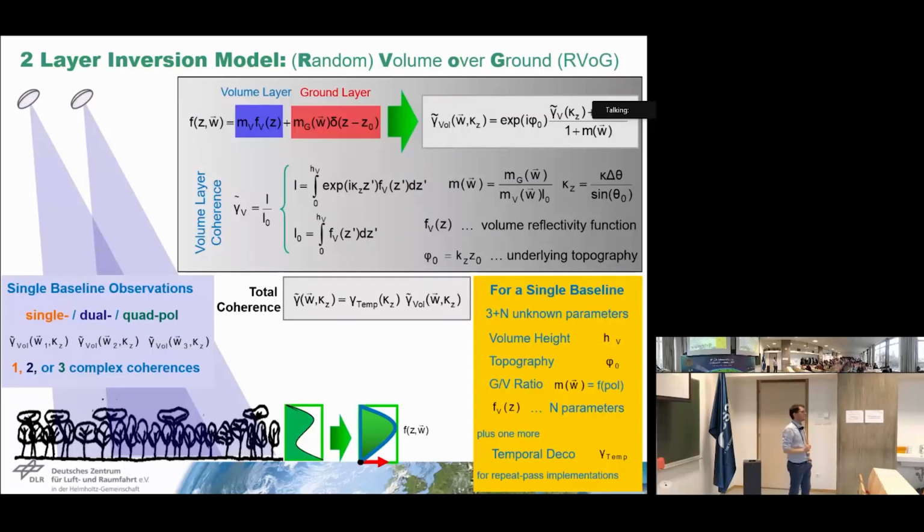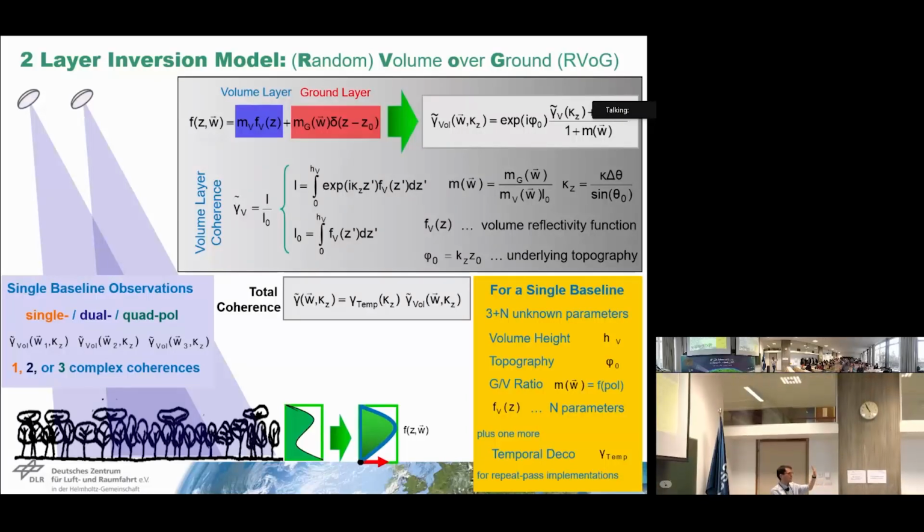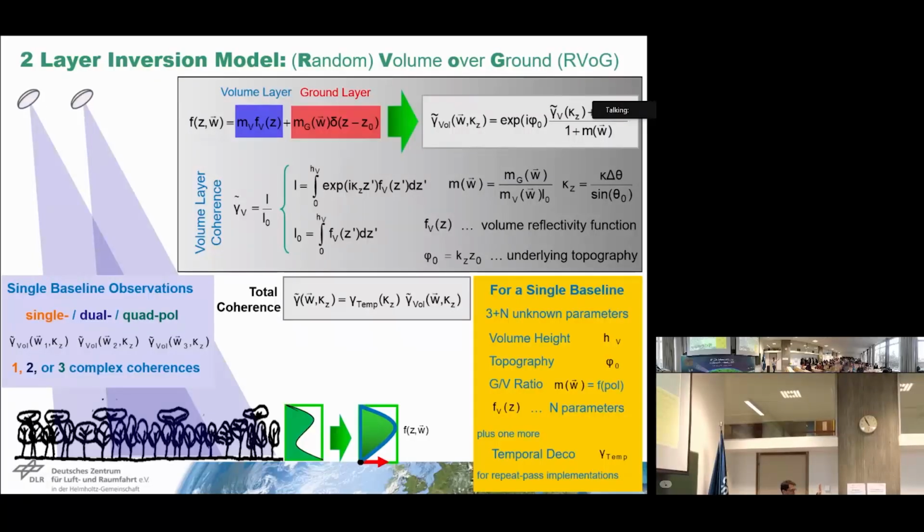So at least this is something that is out of it. Then at this point, the only thing that varies with the polarization is the ground to volume ratio. So what do you have? You have topography, you have height, and then you have a ground to volume ratio per polarization. Now, 3 polarimetric channels, 3 ground to volume ratios, you are already at 5 unknown parameters. You have 5 unknown parameters, 3 polarimetric channels, 3 interferometric coherences.